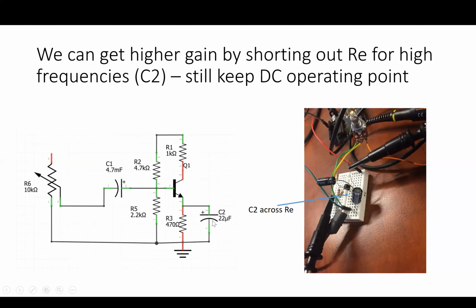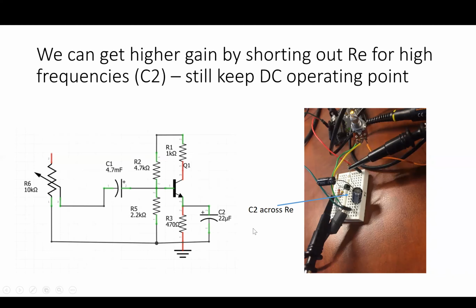But they do short out AC. So for a small AC delta V here, instead of seeing this emitter resistor, I see a short circuit through this capacitor. So adding this capacitor should increase the gain of the circuit. Here it is. I've now put this capacitor between the emitter and ground.